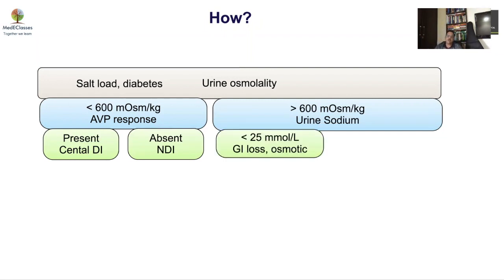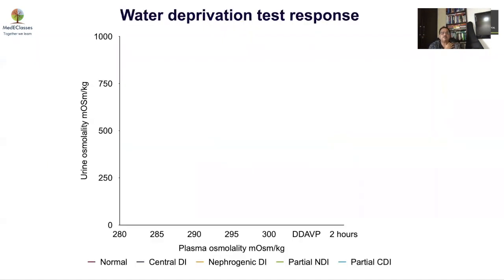Look at urinary sodium. If it's low, it's an extrarenal loss, GI loss, or maybe osmotic diuresis. If it's high, it's sodium load. So basically, you have to look only at urinary osmolality and urinary sodium, and your diagnosis will be done as far as hypernatremia is concerned.